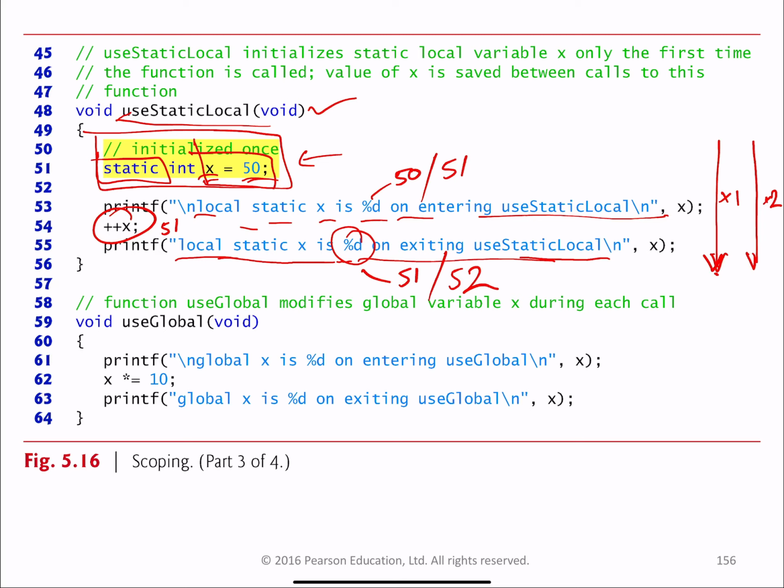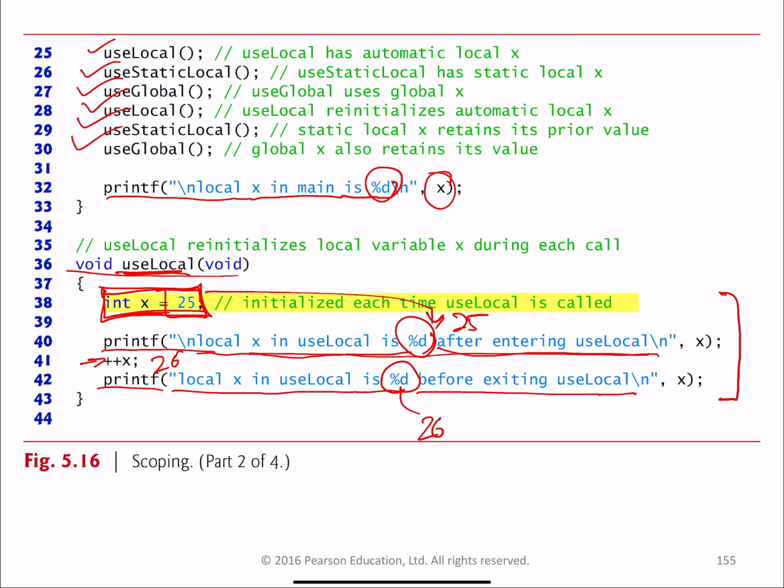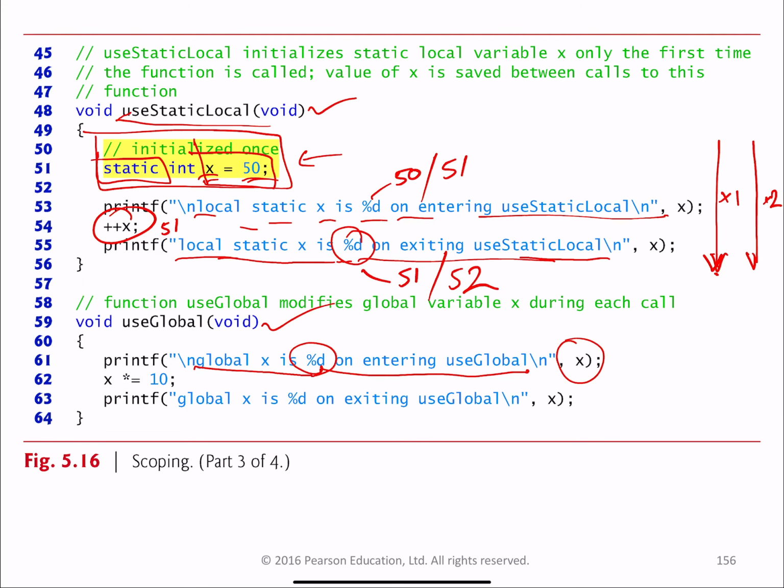Finally, we have the use global function. And in this one, as you can see, we do not define any local variable. Instead, we go straight away to the printf statement and say global x is blah blah on entering use global. So which x are we talking about here? Which x are we trying to print out? Well, this is finally the global x that we had out here. Why? Because we have not defined any variable x inside use global. So that's the only x we can reference.